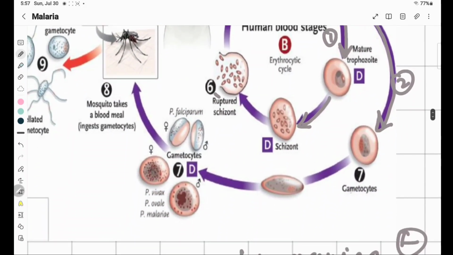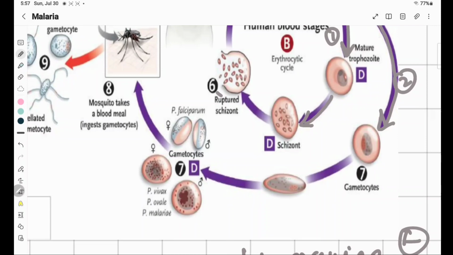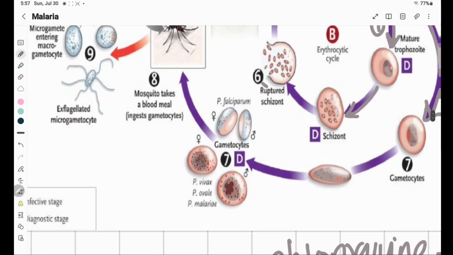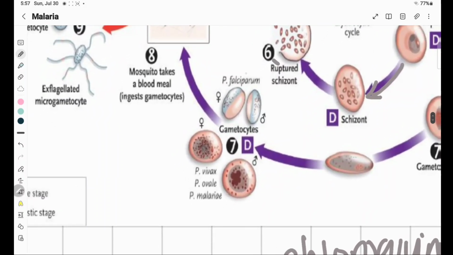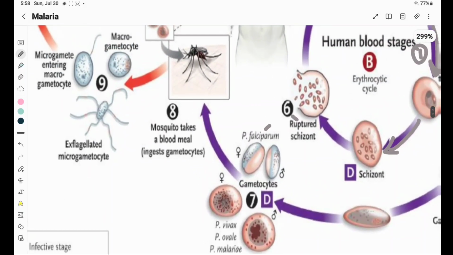If it forms gametocytes, there are two gametocytes, male and female, macro and micro. Because Plasmodium has 4 species, falciparum, vivax, ovale, and malariae, all of them are mostly the same. There are some points that you need to remember. I'm going to tell you a little bit later in this video. And these gametocytes are now going to get into a non-infective mosquito, a different mosquito. It is going to take a blood meal and it is going to ingest these gametocytes.